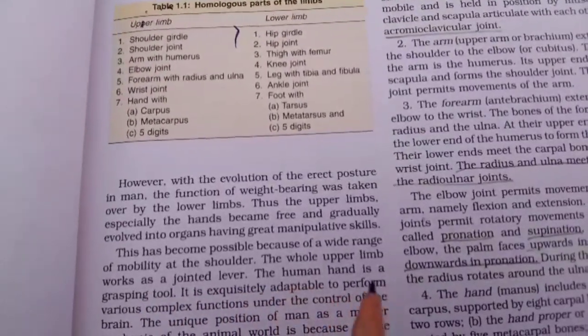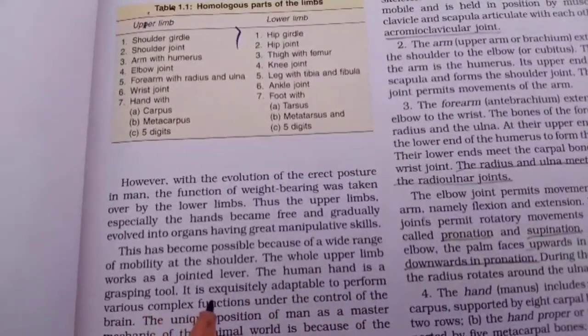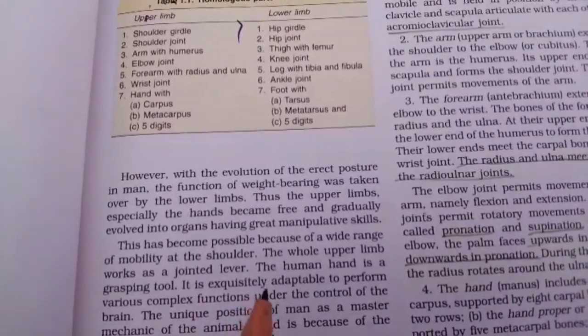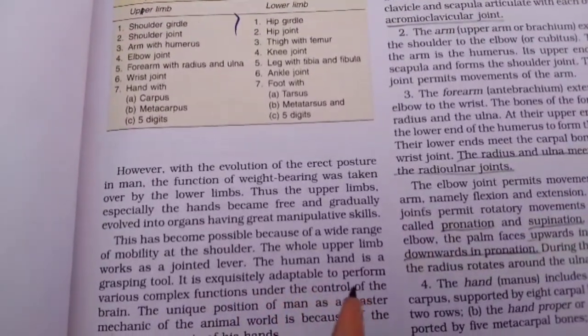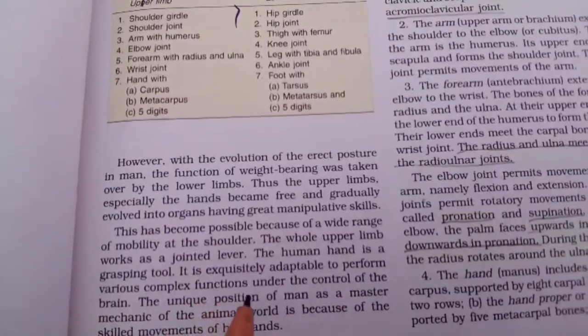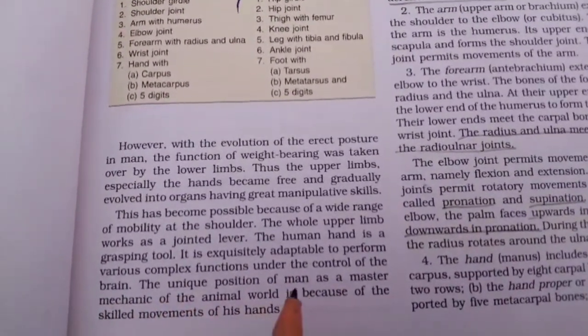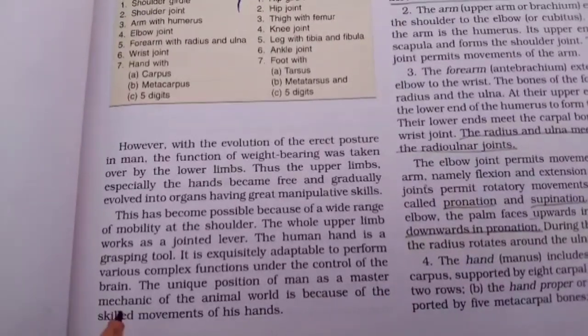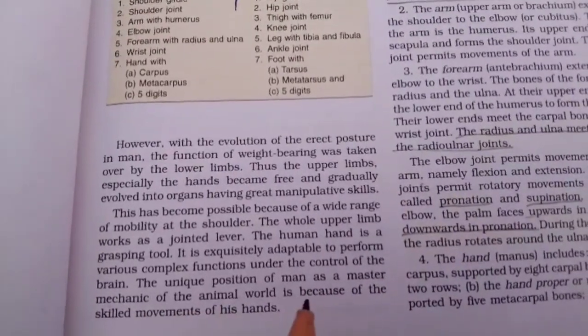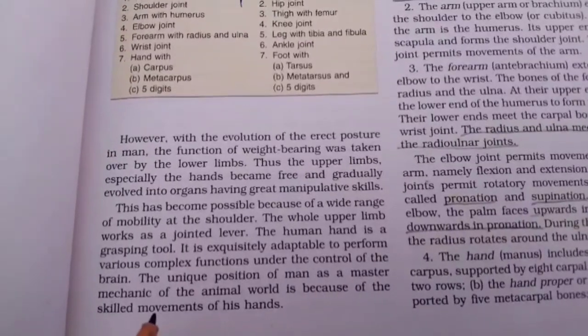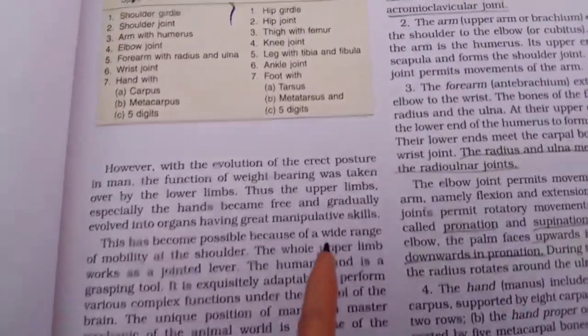The human hand is a grasping tool. It is exquisitely adaptable to perform very complex functions under the control of the brain. The unique position of man as a master mechanic of the animal world has become possible because of the skill and movements of these hands.